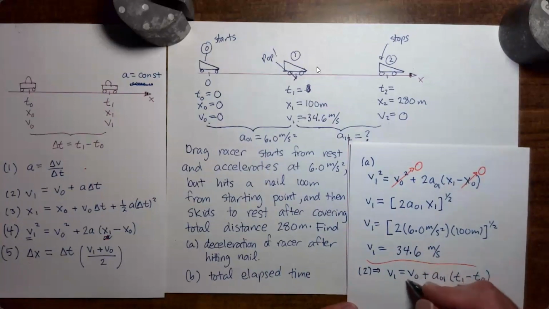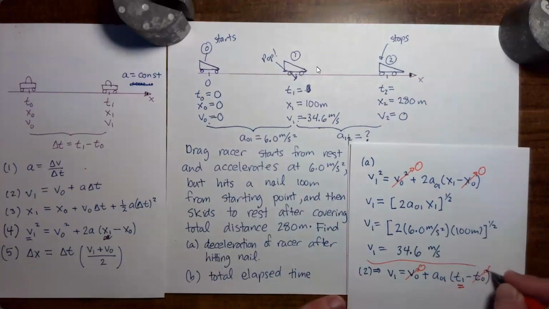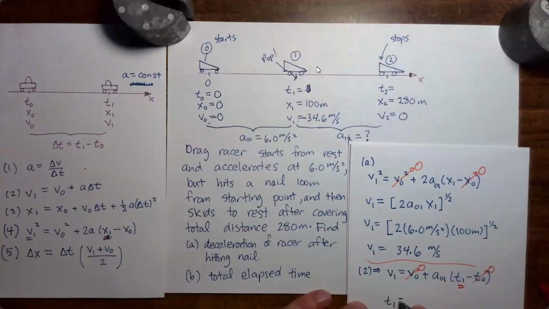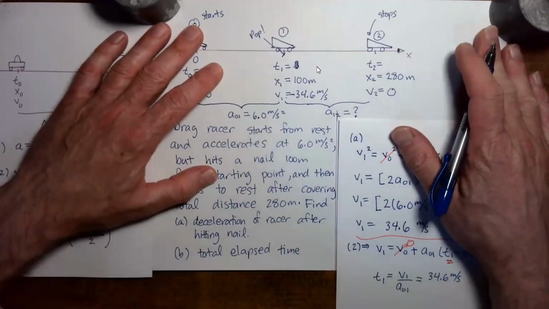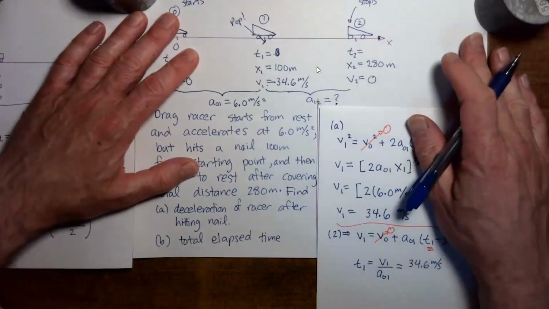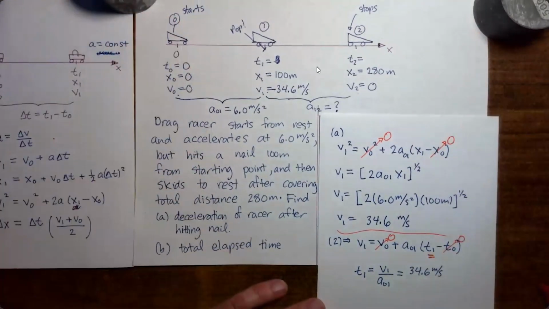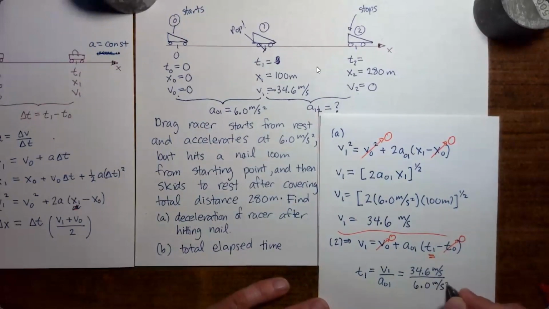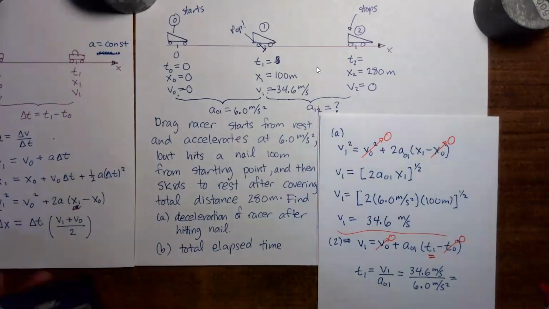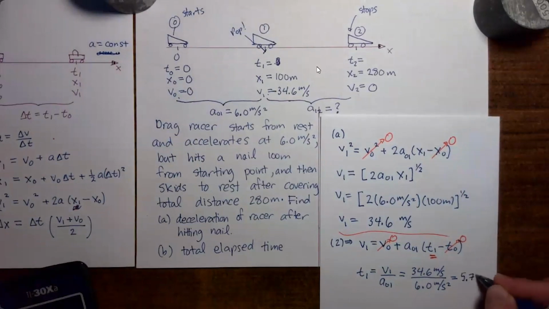T0 is 0. So we have T1 equals V1 over A01. V1 we found was 34.6 meters per second, and A01 is 6 meters per second squared. Putting that into my calculator, I get 5.77 seconds, and I will leave the unit checking as an exercise here.